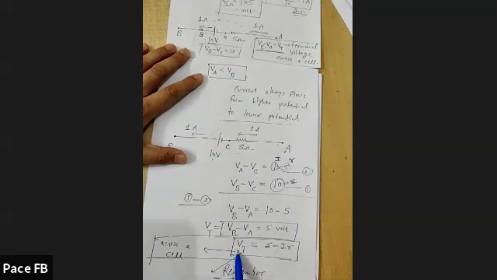What is V equal to E? Terminal voltage is equal to EMF when no current flows. Otherwise, terminal voltage across any cell would be EMF minus I into R.